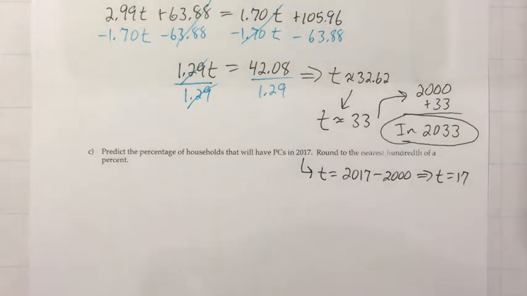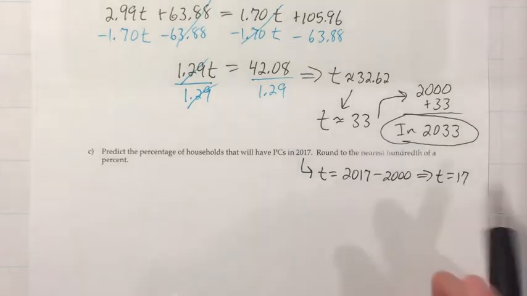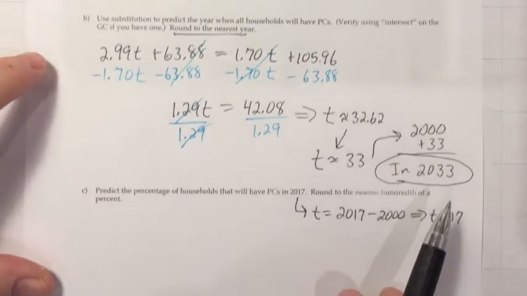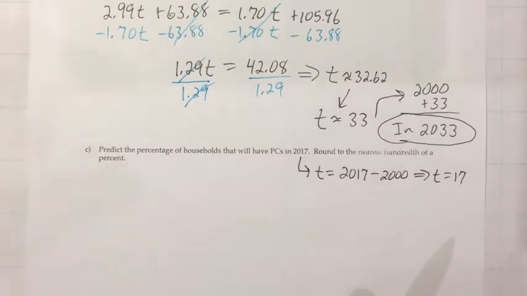The issue that people usually have there is they're like, so where do I put that? Do I put that into the C of T or do I put it into the H of T? And the answer is both.